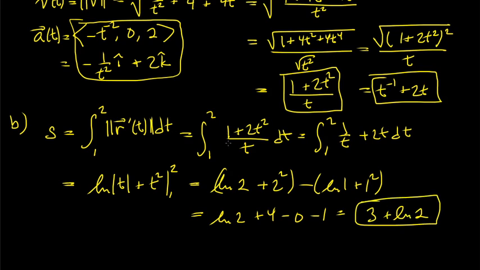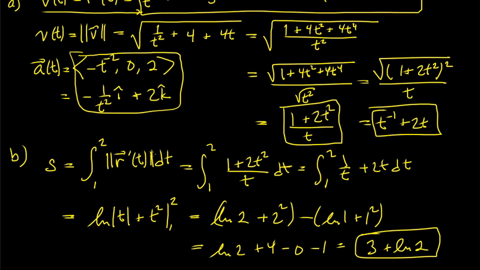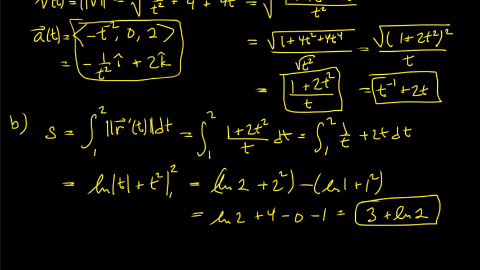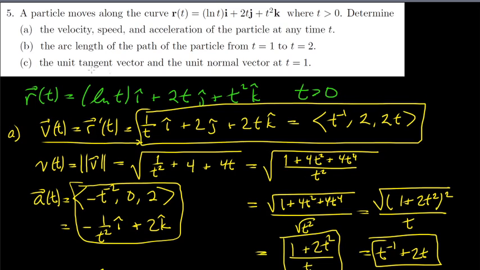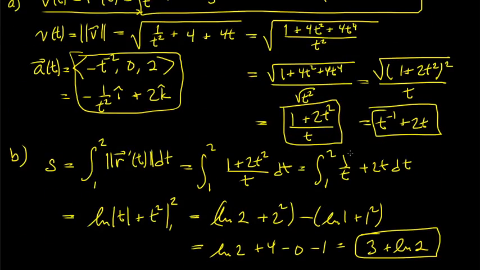Yeah, again, it's very rare that you can evaluate these arc length integrals exactly. But when the speed, the magnitude of the velocity, is a nice simple function like this, it's not that hard. All right, and part C, the unit tangent vector and unit normal vector at t equals 1.